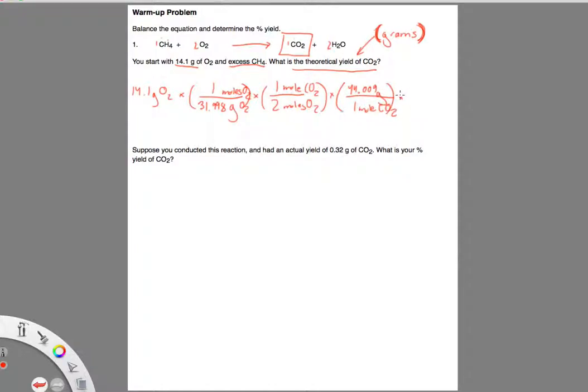Sometimes people have troubles with that, so be careful here. I'm going to walk through it right now. I'm narrating my steps as I'm plugging into the calculator. I'm taking 14.1. I'm dividing it by 31.998. I'm going to hit enter, because I don't want to deal with parentheses right now. Okay. Now I'm going to divide by 2. I'm going to hit enter. Now I'm going to multiply by 44.009.